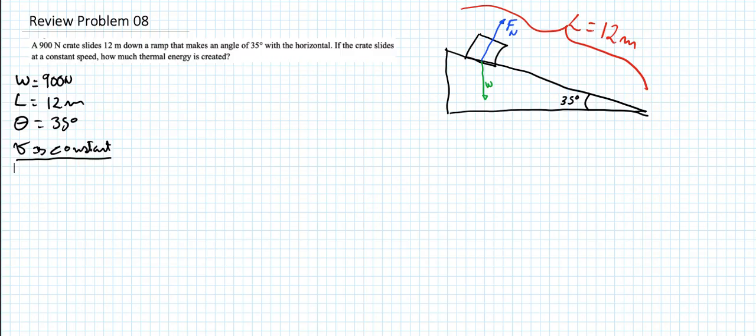Let's read it first. A 900 Newton crate, so this is going to be the weight, right? Slides 12 meters down a ramp that makes an angle of 35 degrees with the horizontal. If the crate slides, and this is really important, guys, at a constant speed, constant speed, how much thermal energy is created?